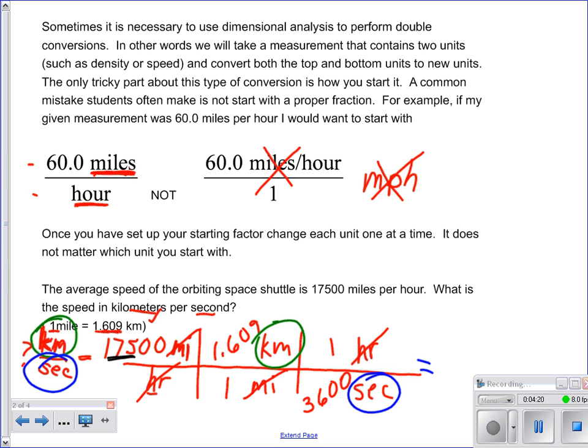Plug it into your calculator. I'll give you a second to do that. Okay, so 3 sig figs, what'd you say? Perfect. 7.82, and that's kilometers per second.